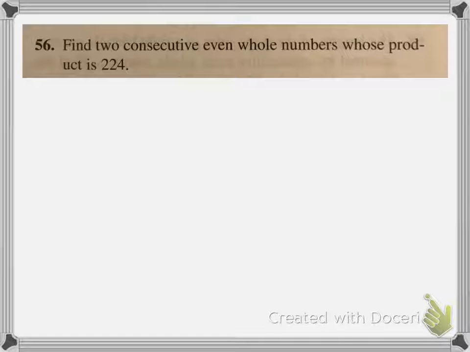Okay, here we go. Find two consecutive even whole numbers whose product is 224. Now I'm telling you right now, you can use the guess and check method and you can figure this out. You can just start punching numbers and going back and forth, and you can figure out what two numbers multiplied together give you 224 that are right next to each other.